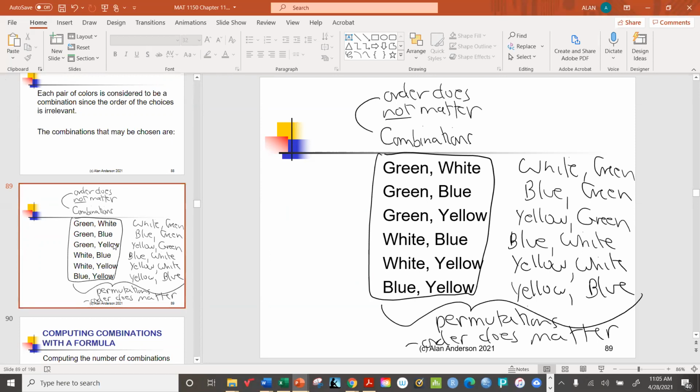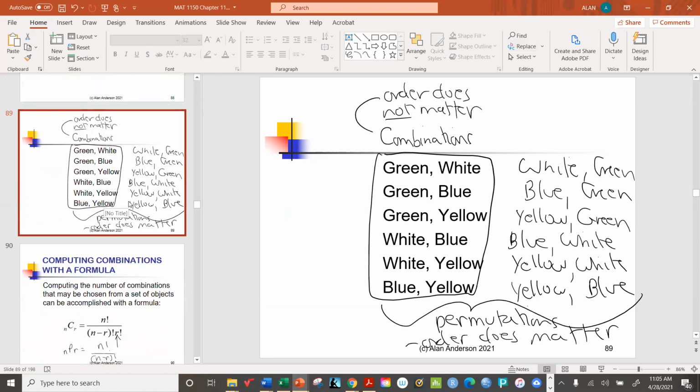So what kind of formula can we use to calculate the number of combinations that we can choose when we have n objects and we pick r of them? Well, it's going to be very, very similar to what we did with permutations. There's just one important difference. So I put them together on the same slide so you can see them together, and you'll see right away where the big difference is.